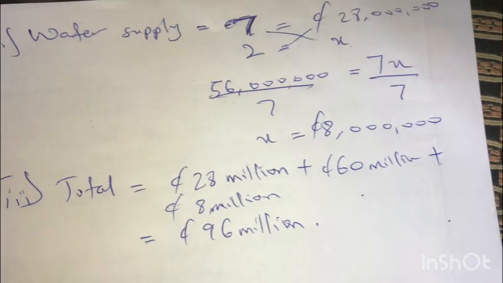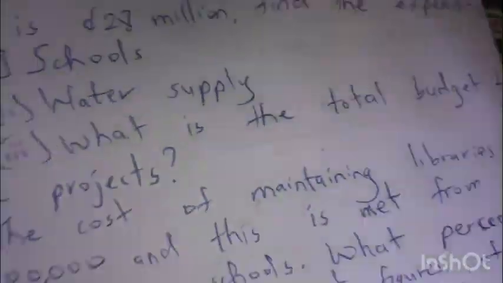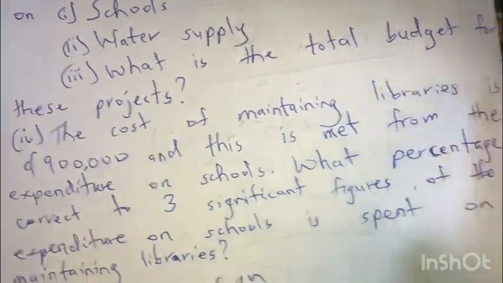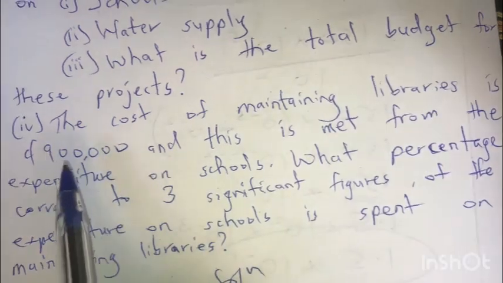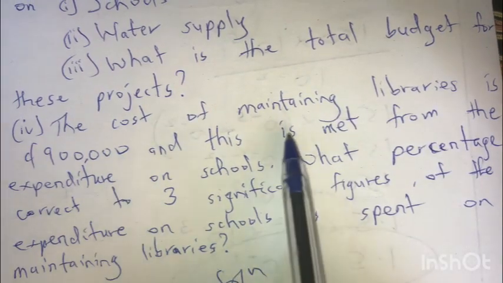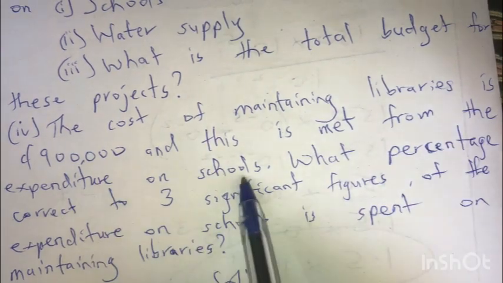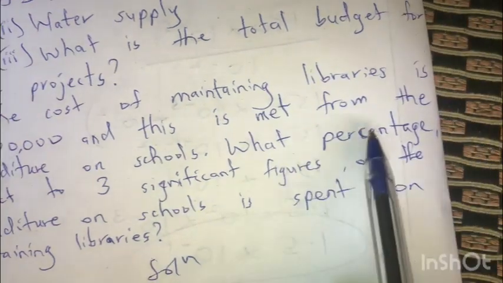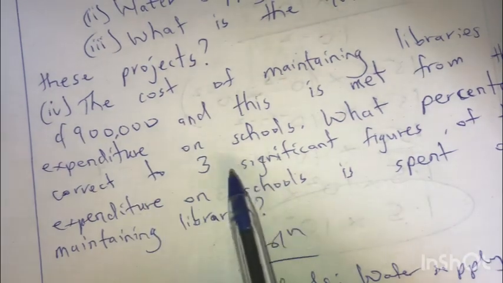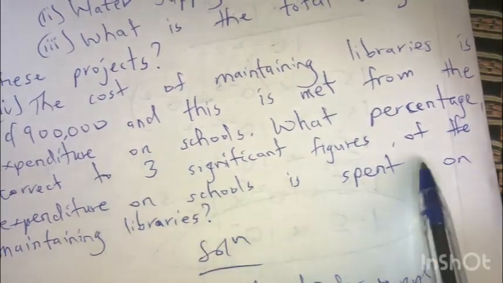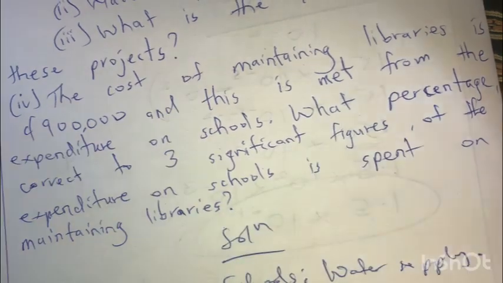Thank you. Let's continue. Okay, the last question said that the cost of maintaining libraries is 900,000, and this is met from the expenditure on schools. What percentage, correct to 3 significant figures, of the expenditure on schools is spent on maintaining library?